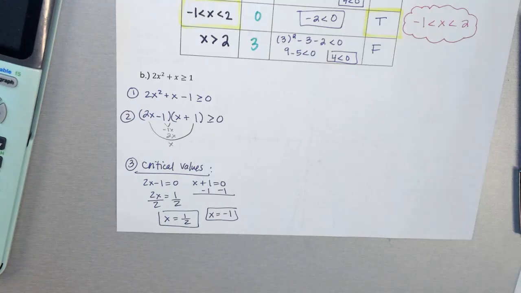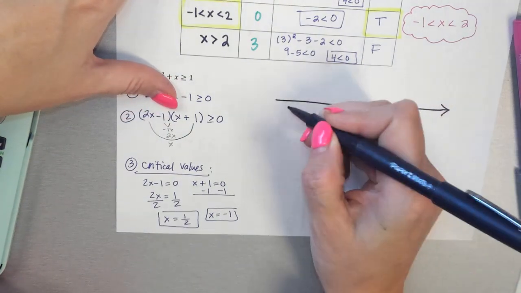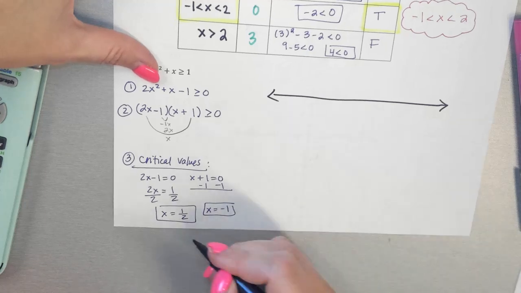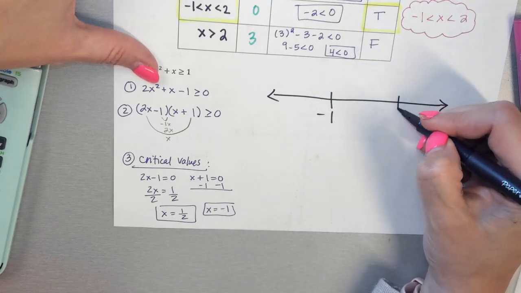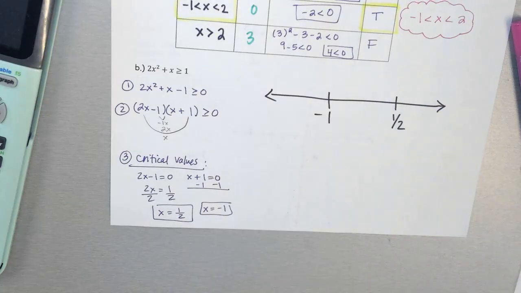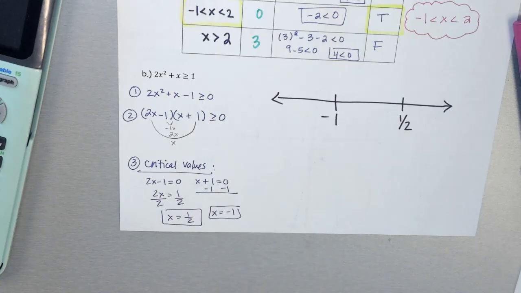So I'm going to show you how you can set up your number line to be a chart. What you want to do is put these in the right order. If you do not put them in the right order, you're not going to get the correct answer. So -1 comes first because it's the lower number, then 1/2.